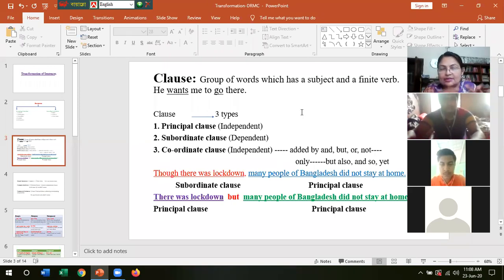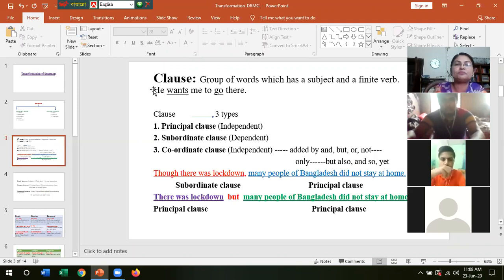In a sentence, there are some parts. In one part, there will be a subject and a finite verb. Now you can ask, "Ma'am, what is a finite verb?" Okay, a finite verb is that verb which depends on the subject.